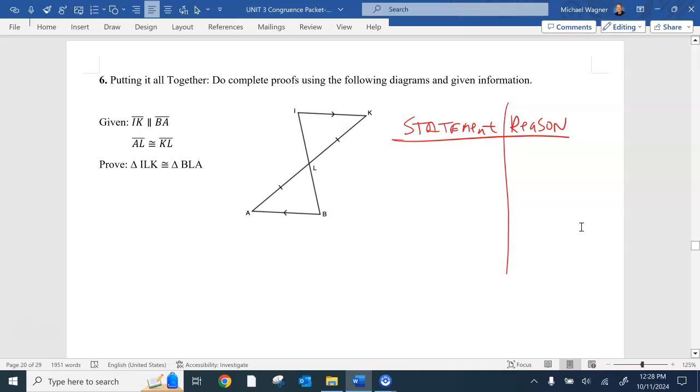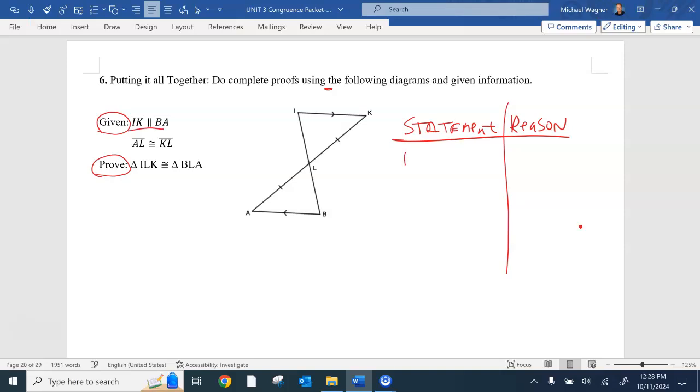Now, remember, there's two ways to get givens. You can either look at the diagram and see what you can see directly, or you can look where it says given. Again, remember, your goal is to prove something. In this case, to prove that these two triangles are congruent. So if we start with the givens, the first one is this one, right?